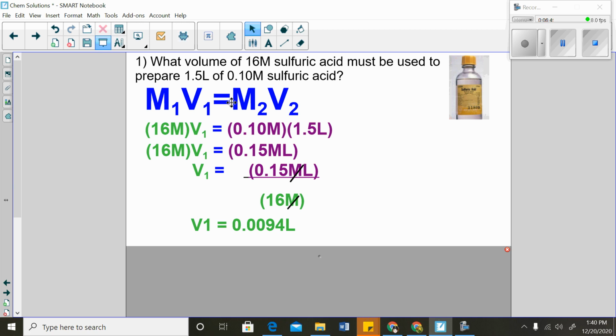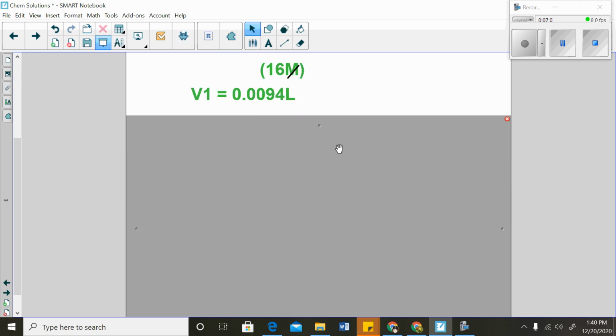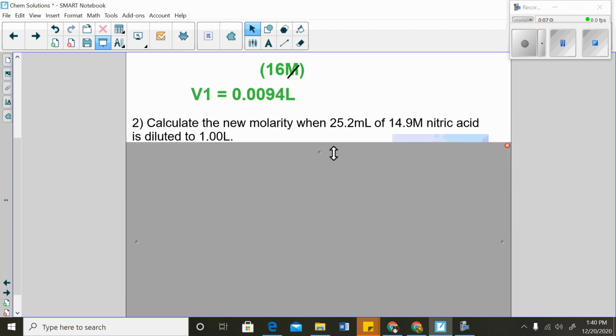So what this is really telling you is how much of this really strong acid you need in order to make this dilute solution. This isn't the amount of water that you're adding. This is how much of that stock solution you need to create that dilution. So it's a very tiny amount. So you're going to need a lot more water than acid, right? Because it is supposed to be dilute. All right, let's check out another example.